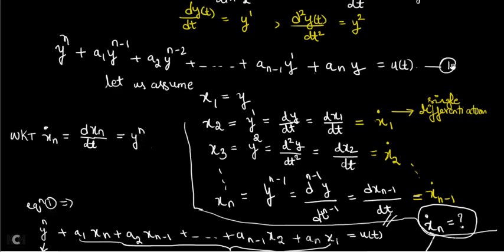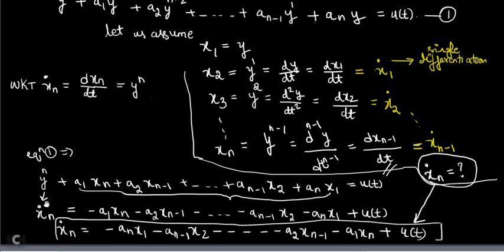So take your equation 1 now. This is your equation 1. In your equation 1, wherever y is there, you substitute with x. So y power n, first I will substitute. You can substitute it as xn dot.